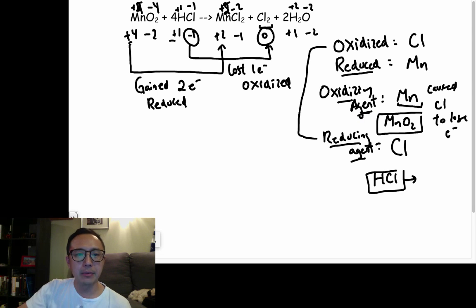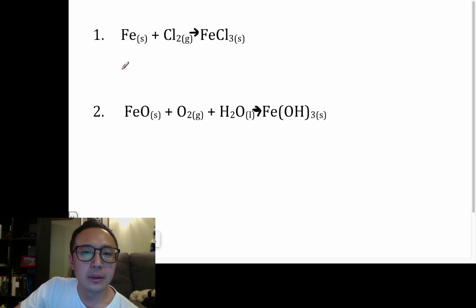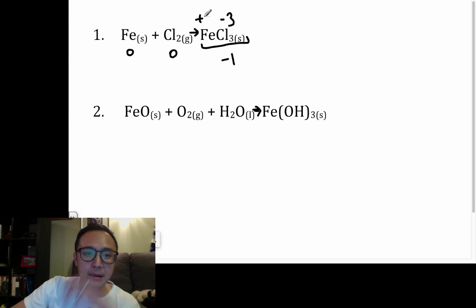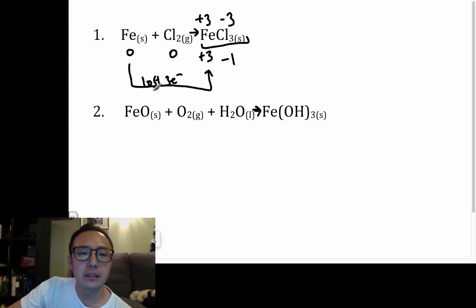Here are 2 other examples, and if you want, pause it and try to identify these as well. First, identify the oxidation numbers. Iron is a standalone solid, so it's 0. Chlorine is a diatomic molecule, so that's a 0 as well. Now we look at this compound. Chlorine has a -1, and I have 3 of them, so -3. This balances out to be +3 for each iron. So going from 0 to +3, you have lost 3 electrons. That's going to be your oxidized.